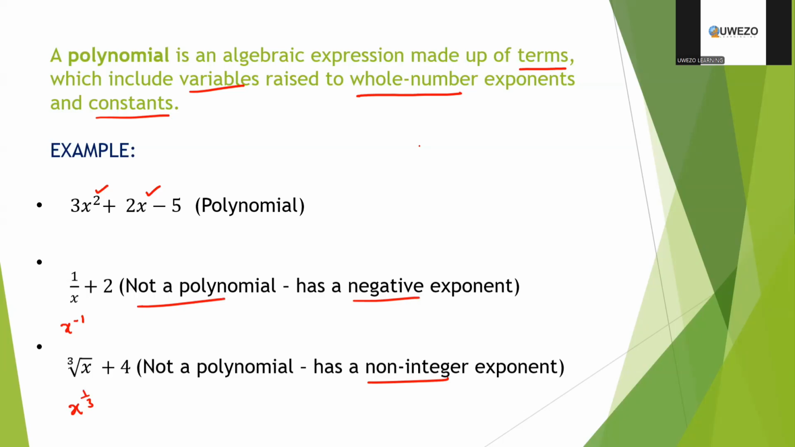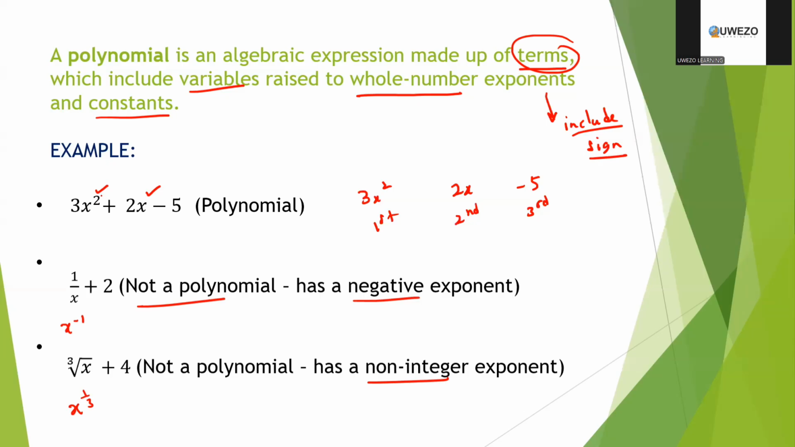Also, when we think of the terms in a polynomial, we need to think of the sign as well. We need to always include the sign in front of the term. So in the example, 3x squared plus 2x minus 5, 3x squared is the first term, 2x is the second term, and negative 5 is the third term. If you miss the negative symbol, then you are going to be wrong.